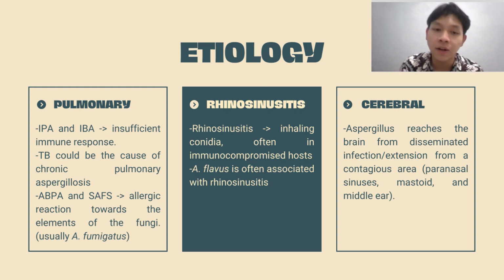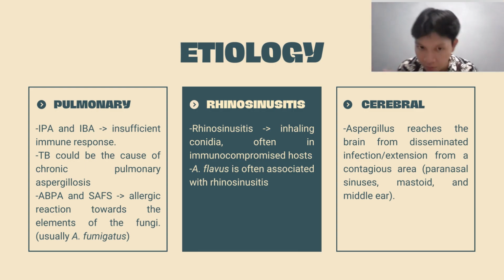So the underlying factor in invasive pulmonary aspergillosis, IPA, or invasive bronchial aspergillosis, IBA, is an insufficient immune response which promotes development and invasion of the fungus. Another thing worth mentioning here is that prior cavitary disease from another disease like tuberculosis could be the cause of chronic pulmonary aspergillosis. Another thing that I want to mention here is that the root cause of aspergillosis in allergic bronchopulmonary aspergillosis, ABPA, and severe asthma with fungal sensitization, or SAFS, is an allergic reaction towards the element of the fungi. The species that's usually associated with the allergy is Aspergillus fumigatus.